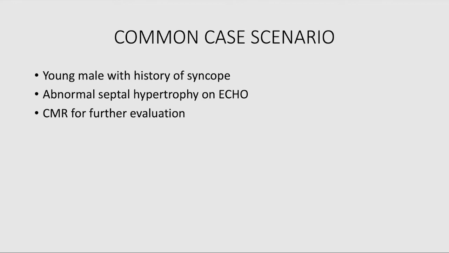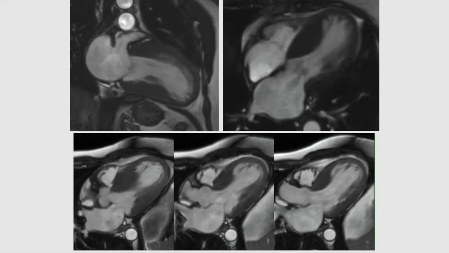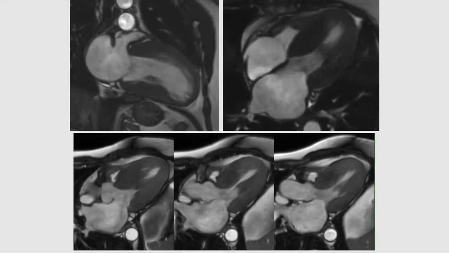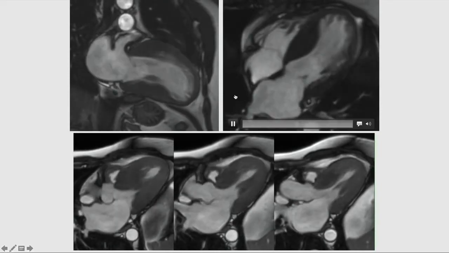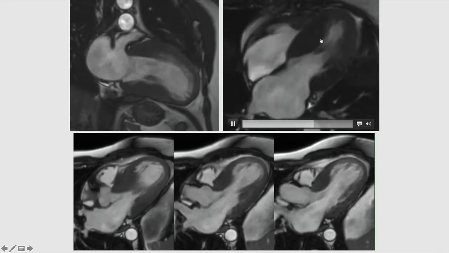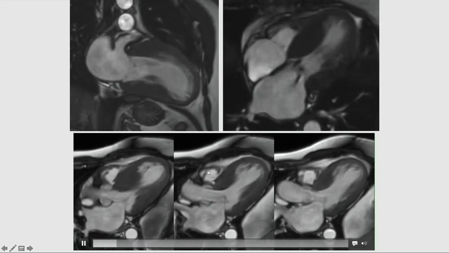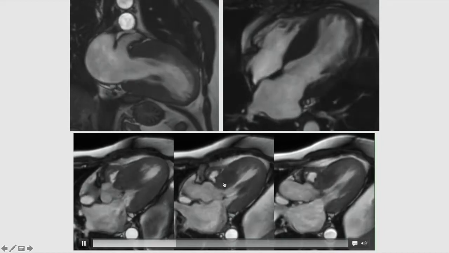This will usually be a young male or female with history of syncopes who undergoes an ECG and echo which shows abnormal septal hypertrophy, and cardiac MRI is asked for us to evaluate the pattern and extent of the involvement in these cases. So the first case example is shown here. Here you can see there is significant and asymmetrical hypertrophy of the septum, mostly involving the basal septum.